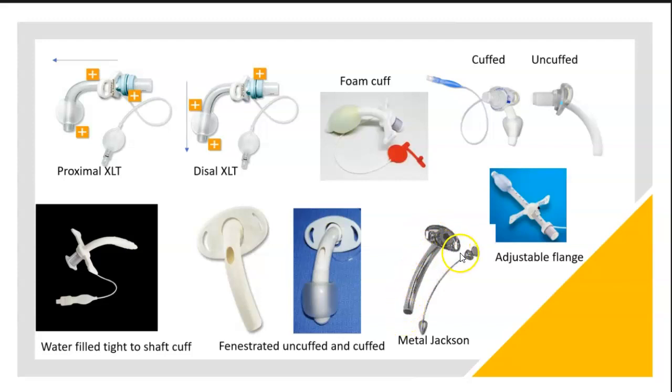Here are your Jackson metal trachs. Here's a Bivona trach, which has this adjustable flange. This tracheostomy tube has a metal coil in it. You see how it looks straight right here, but it's got a metal spring coiled around in it. And then the doctor can push more of the trach in, so this outer distance is going to be shorter, or they can lengthen it depending on where they want that tracheostomy tube to fit in the patient's trachea. So those are kind of interesting.